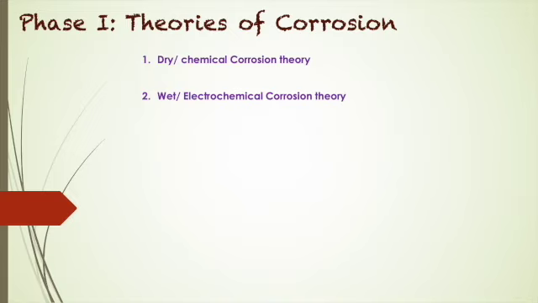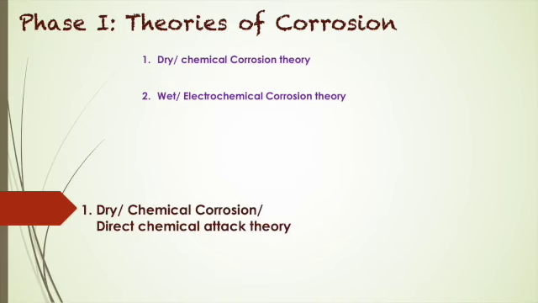wet corrosion theory. And when the word wet comes, it means moisture or some medium will be present in it, that means electrochemical corrosion theory can be the other name because an electrochemical cell is formed when this kind of medium comes in between. Okay, so we have two theories of corrosion: dry corrosion theory, also called chemical corrosion theory, also called direct chemical attack. Second is the wet corrosion theory, also called electrochemical corrosion theory. These are the two theories of corrosion that we have to study.